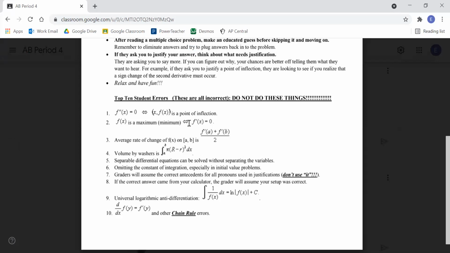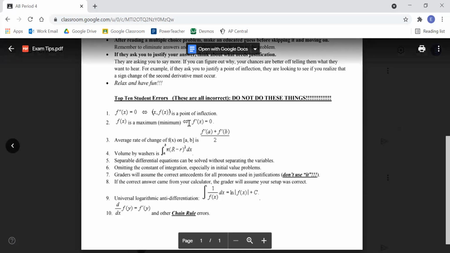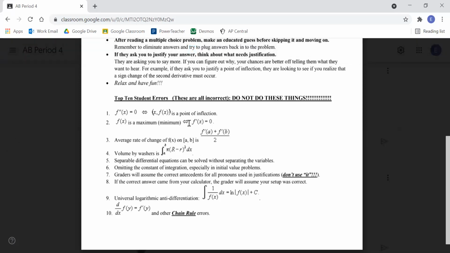Now, number 9 here, this thing that we like to call universal logarithmic antidifferentiation. You can't do it, right?